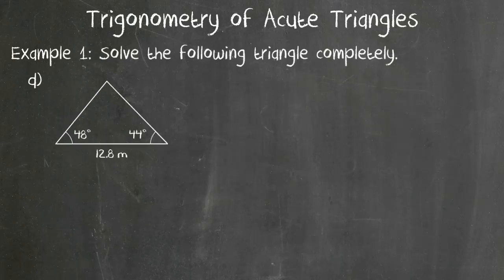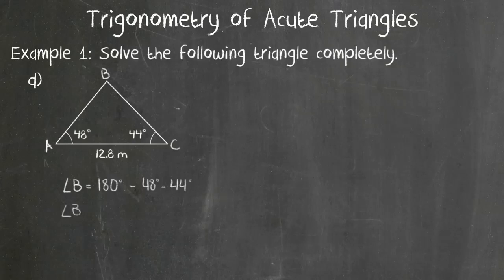So in this example, I have 2 angles and 1 side. The first thing you'll notice is there's no labels in this triangle, so we want to go ahead and label this triangle as ABC. Now I can find the missing angle, angle B, quite easily as I know 2 angles. So 180 minus 48 degrees minus 44 degrees gives me an angle measure for angle B of 88 degrees.